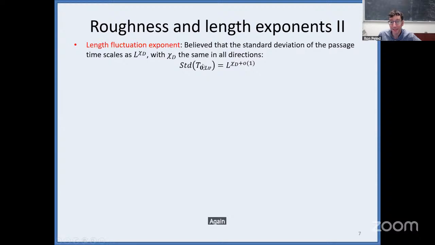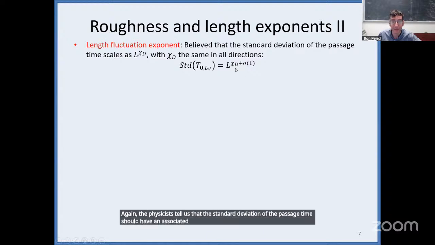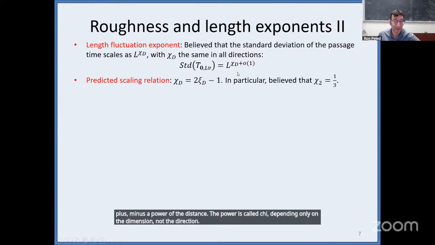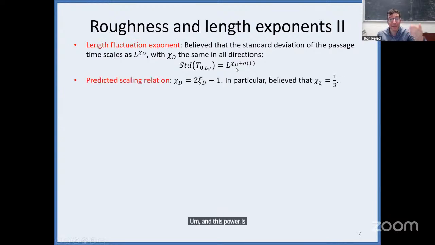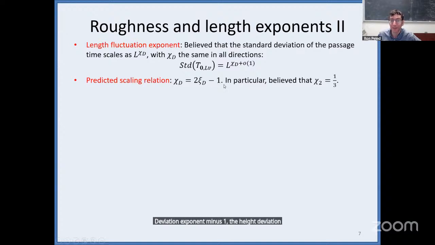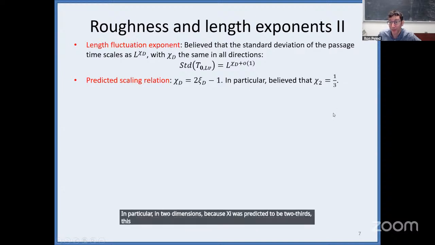Again, the physicists tell us that the standard deviation of the passage time should have an associated exponent chi_d. The time to go from a point to a point is linear in the distance plus or minus a power of the distance. The power is called chi, depending only on the dimension, not the direction. And this power is believed to be related to the previous power, the height fluctuation exponent, by the scaling relation chi_d = 2 psi_d - 1, where psi_d is the deviation exponent. In particular, in 2 dimensions, because psi was predicted to be 2/3, this should be 1/3.